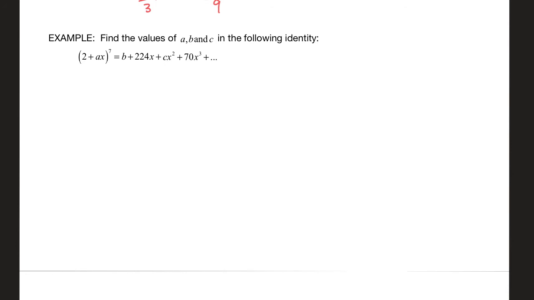Okay, so this time my A is actually inside the parentheses. So let's see what we can do. Let's start expanding. My B is going to be out in front. C has to deal with x squared. Okay, so let's see.